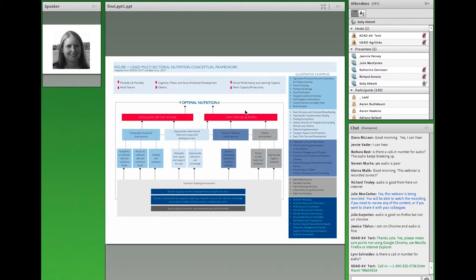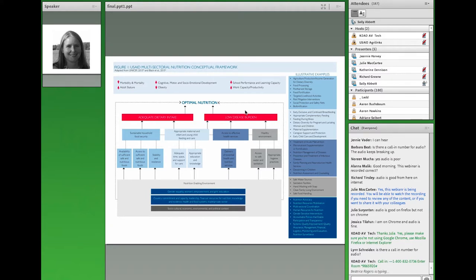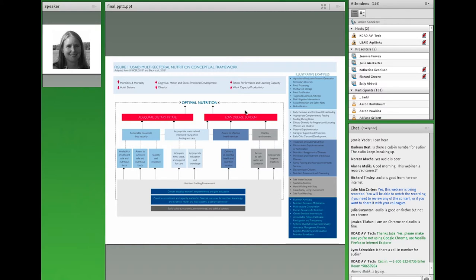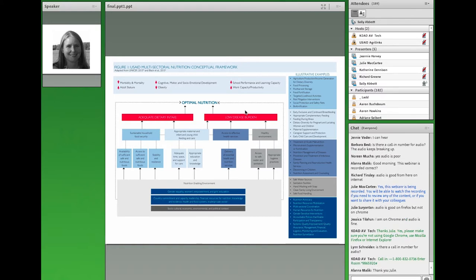What I've included on another slide is our overall conceptual framework. I'm not sure if the visual on this is very clear, but I do encourage everybody to go to the nutrition strategy, which we've included, I believe, as an attachment to this presentation. It's also available on USAID's homepage. And one of the reasons for showing this is showing where nutrition-sensitive agriculture fits into our overall goal of improving optimal nutrition.